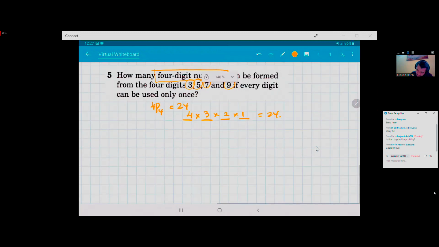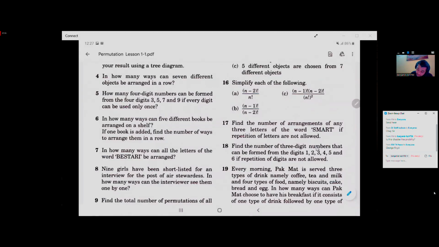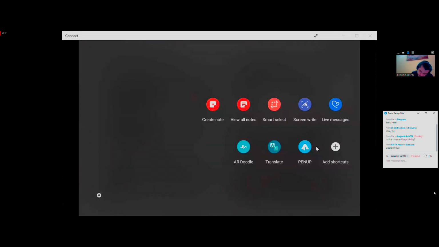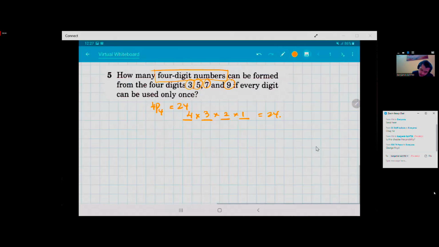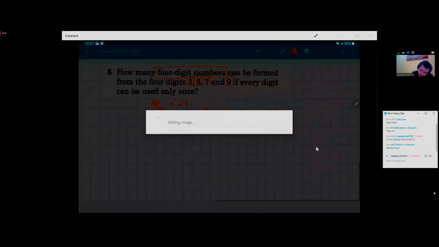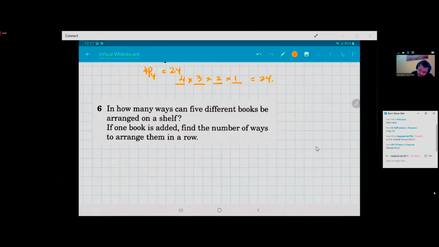Okay, now next one, question number 6. If you look carefully, ada 2 bahagian. Terdapat 2 bahagian. There are 2 parts here. So the first part of question number 6 is, how many ways can 5 books be arranged on a shelf?